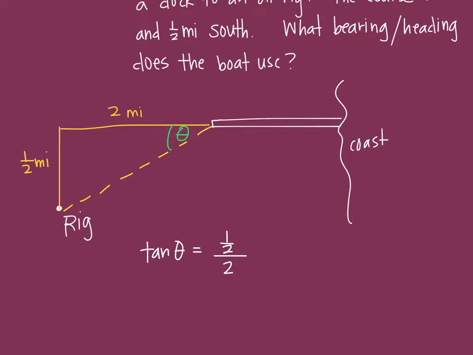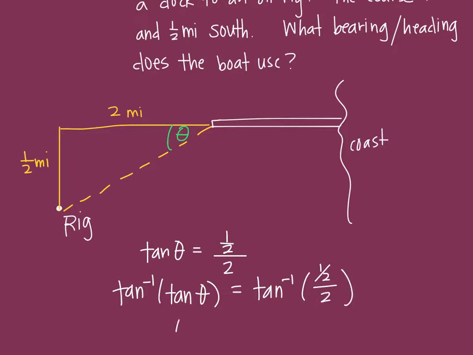We'll use inverse tangent on both sides. So tan inverse with parentheses around tan theta. Tan inverse with parentheses around the 1/2 and the 2. So theta, I'm doing my tan inverse right. What'd you guys get?